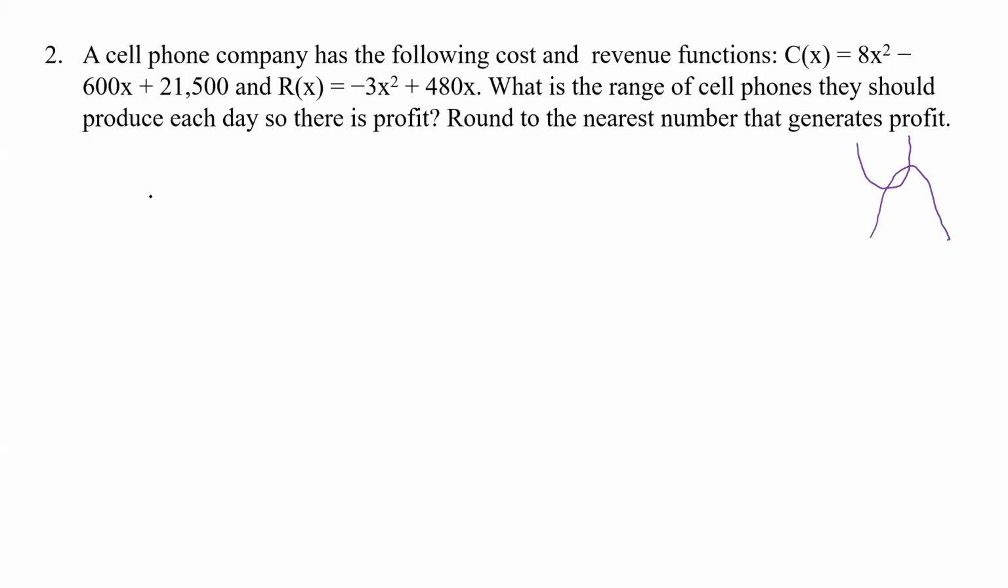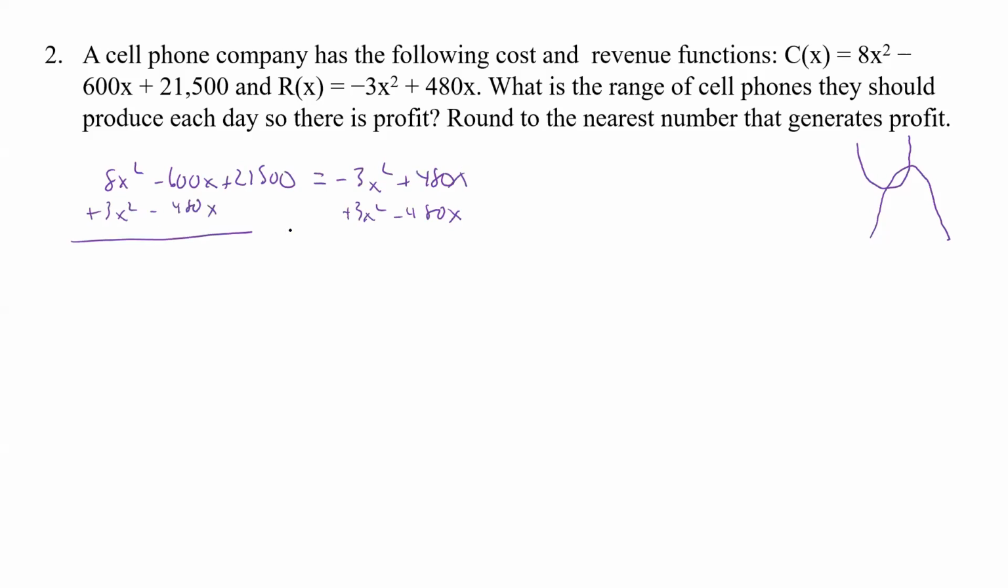Okay, so 8x squared minus 600x plus 21,500 equals negative 3x squared plus 480x. I need to get everything to one side, so I'll add 3x squared and subtract 480x. And 8 and 3 is 11x squared, minus 1080x plus 21,500, and that's equal to 0.